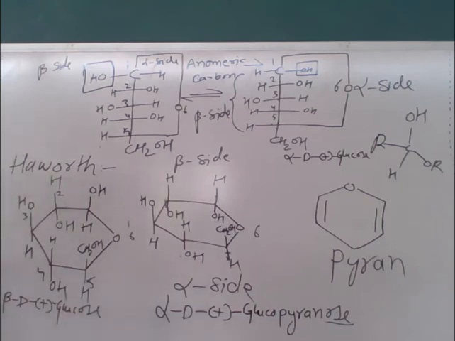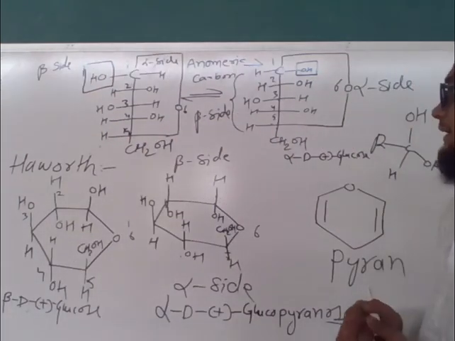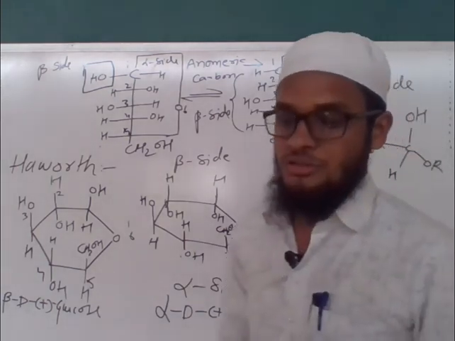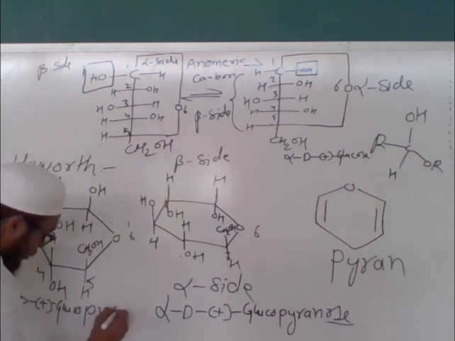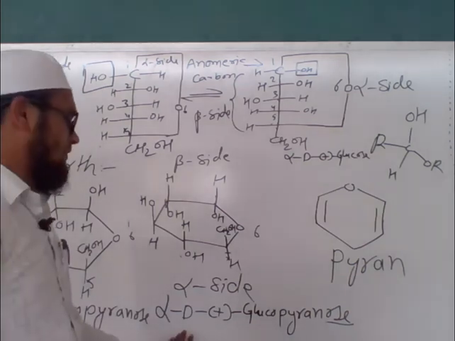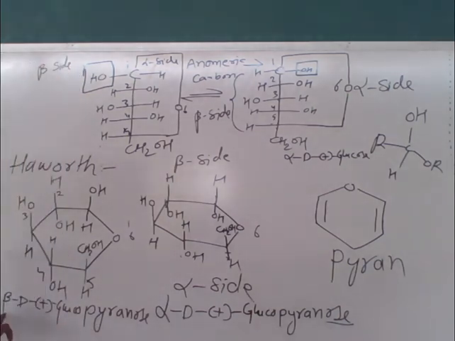Beta D glucose. I think you got the idea of drawing this pyranose ring of our glucose molecule. So as it looks like a pyran ring, I will rub this OSC and I will write glucopyranose. So as I have given the name of this compound as alpha D glucopyranose, in the same way I have given the name beta D glucopyranose.